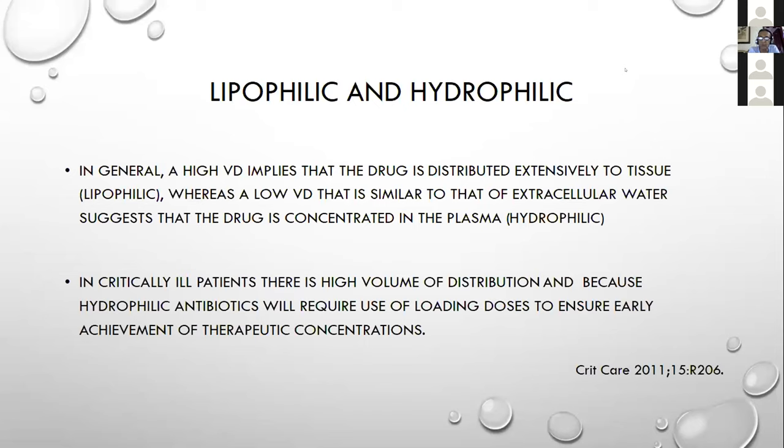Whereas a low volume of distribution relates to hydrophilic antibiotics, your beta-lactam antibiotics, for example. So in critically ill patients, there is a very high volume of distribution. And because hydrophilic antibiotics require the use of loading doses, it is very, very important that any patient who comes with sepsis or septic shock, we have now gone away from SIRS, sepsis, and severe sepsis. Remember, we only have the definitions of sepsis and septic shock now. They require loading doses to ensure early achievement of your therapeutic concentration. That is, you want to achieve your steady state above the MIC very fast, as opposed to 3 or 4 half-lives to achieve that steady state by giving standard dosing, that is 8 hourly or whatever time, depending on the antibiotic that you use.